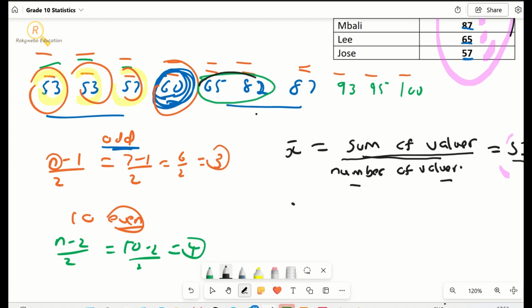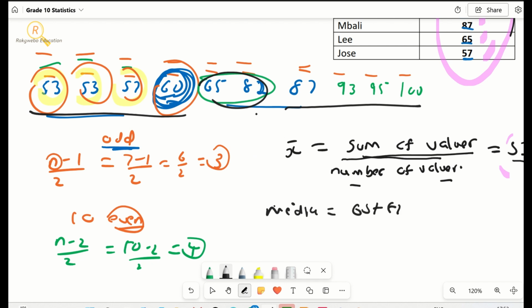Which makes sense because you have 4 values there, 4 values on the right hand side. So therefore your median would be 65 plus 82 over 2. Ne? This will give you 73.5. That is your median. Are we together?